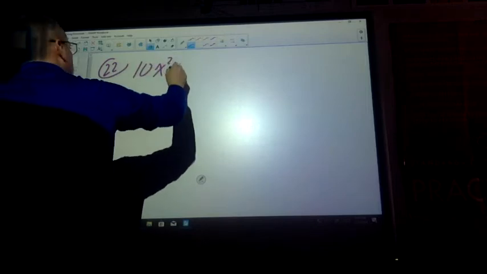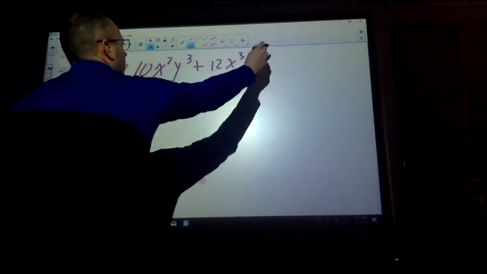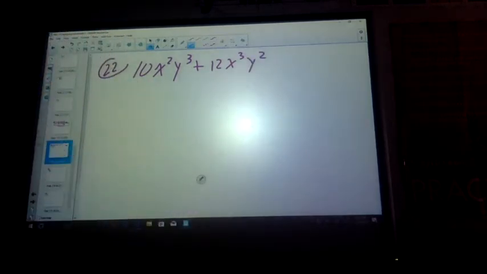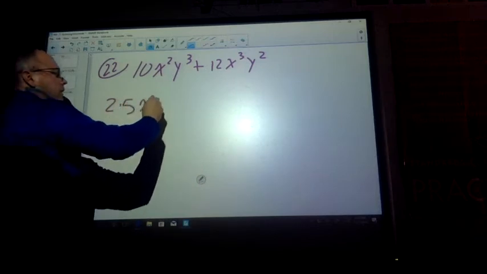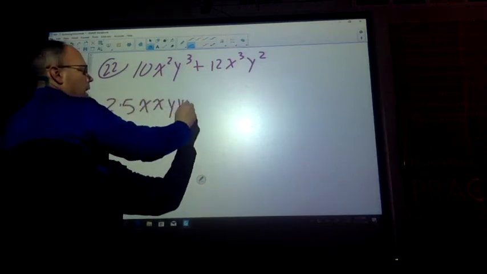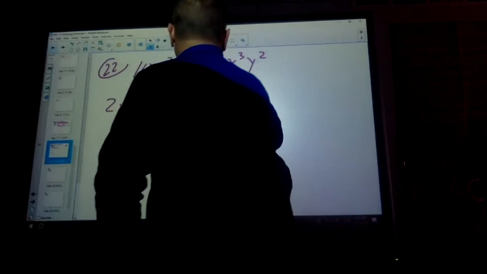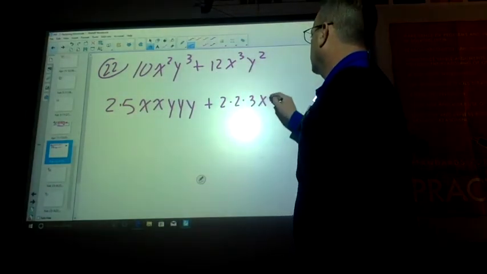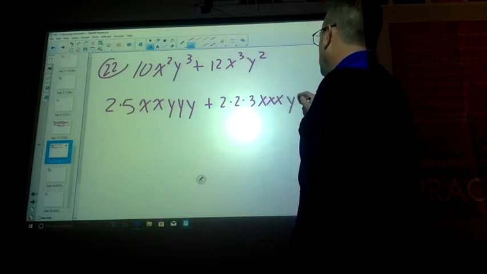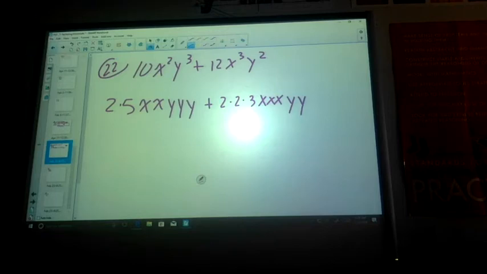10x squared y to the third plus 12x to the third y squared. Okay. So let's go through. 10 is the same thing as 2 times 5. And then x, x, y, y, y. That's the same thing. Agree? Just broke down into its parts. Plus sign comes down. 12 is the same thing as 2 times 6. 6 is 2 times 3. And then x, x, x, y, y. Okay? Everyone feel comfortable with that so far?